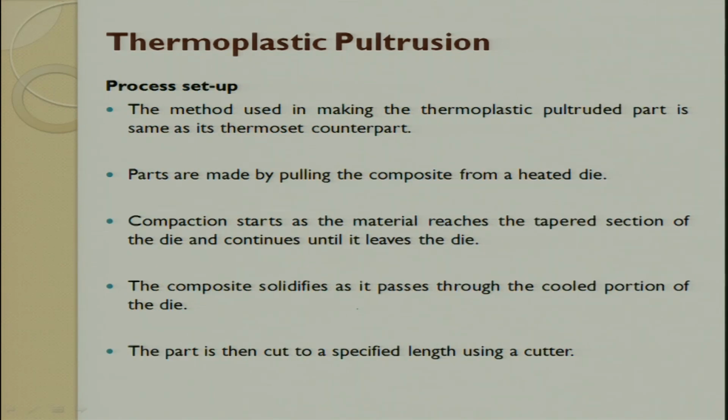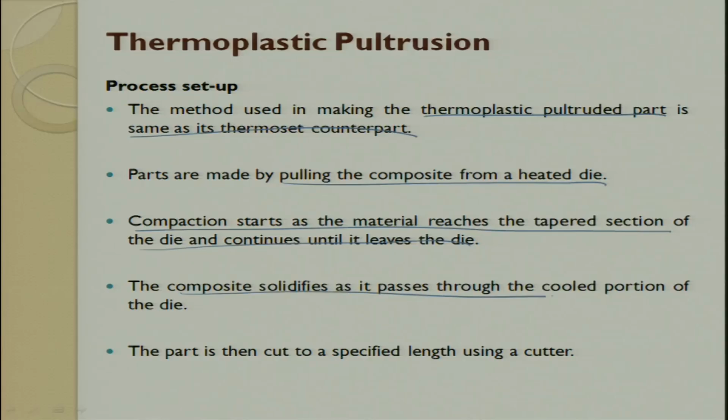So, the process setup: the thermoplastic pultruded part is the same as the thermoset counterpart. The pulling of the composite is through a heated die. The compaction starts as the material reaches the tapered cross section of the die and continues till it leaves the die, right. The composite solidification is done in the cooling stage, and then finally you cut to the required length.